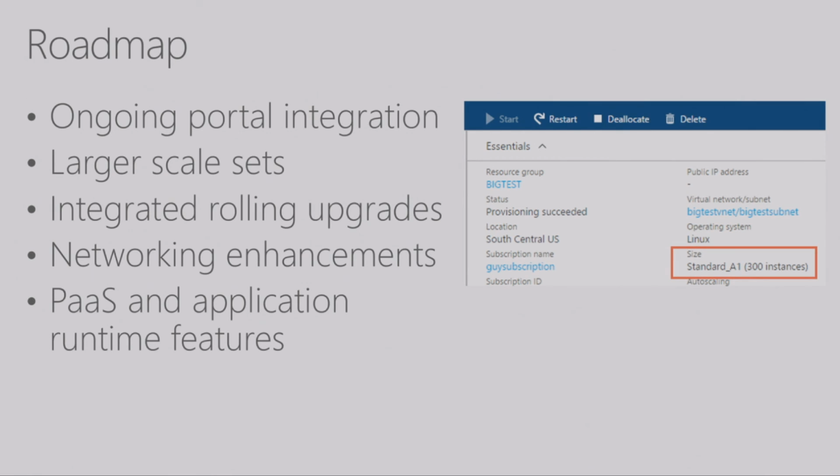PaaS and application runtime features as well. I want to be able to get things like, we're providing a service runtime library. I want to be able to do more to check application health. I want to do application draining before I scale down. There's a few things like that we're working on that will make scale sets more equivalent in functionality to PaaS v1 worker roles, but at the same time providing all the customizability that you expect with an infrastructure service.